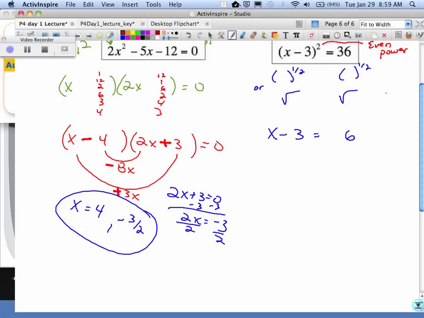I will be really upset with you if you ever leave an answer like that. That is not an answer that you leave, plus or minus. Don't make me do the work. You make me do the work, I'm going to take points away for you making me do the work. What's 3 plus 6? What's 3 minus 6?